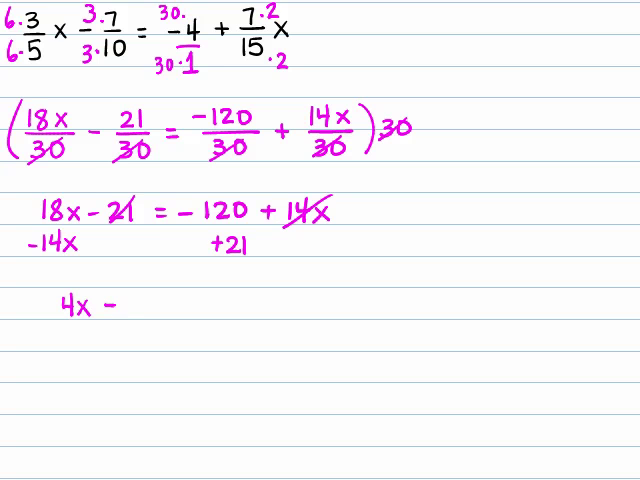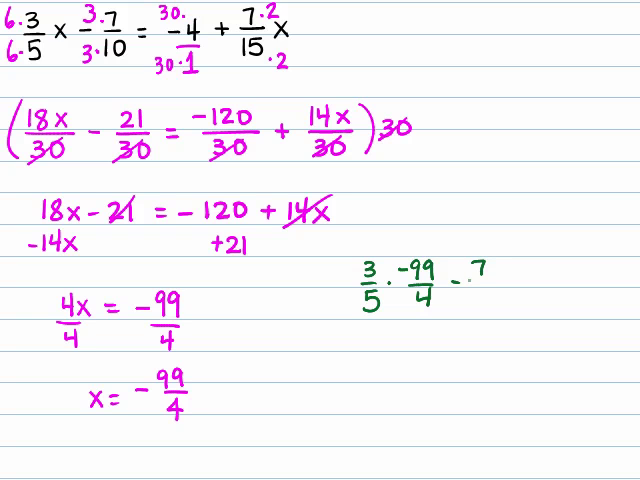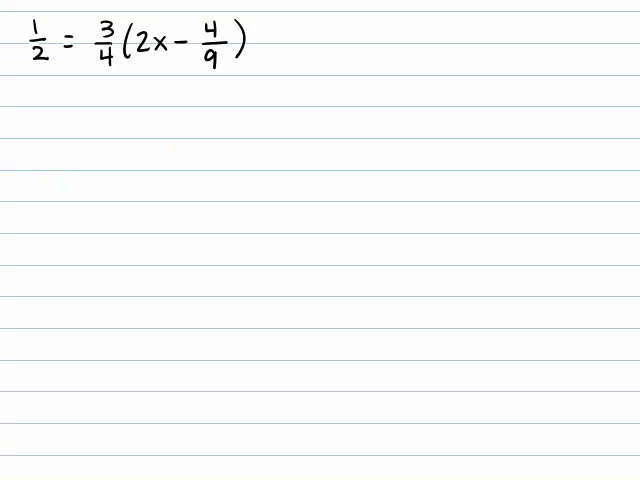I will get 4x equals negative 99. I will divide by 4, and x is negative 99 divided by 4. I will plug in the x that I found in the original equation to check my answer. So I will check 3/5 times negative 99 fourths minus 7/10 to equal negative 4 plus 7/15 times negative 99 fourths.